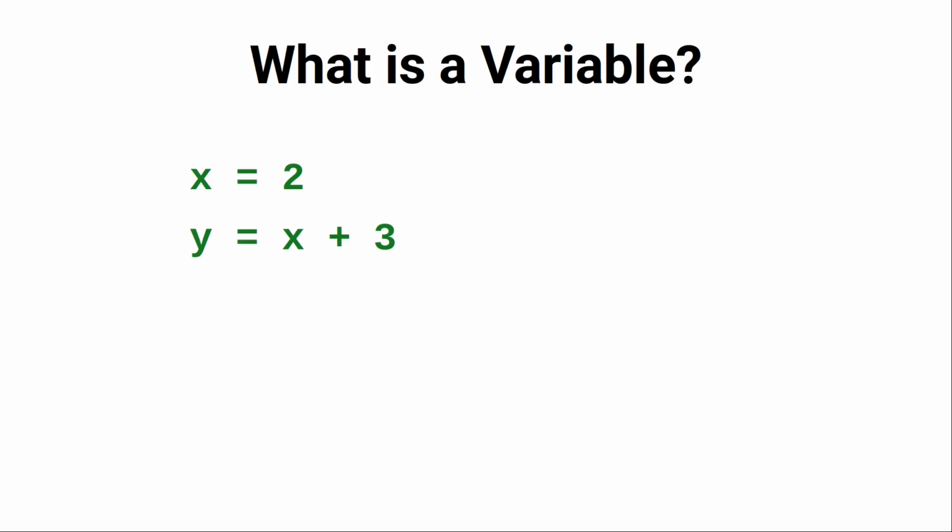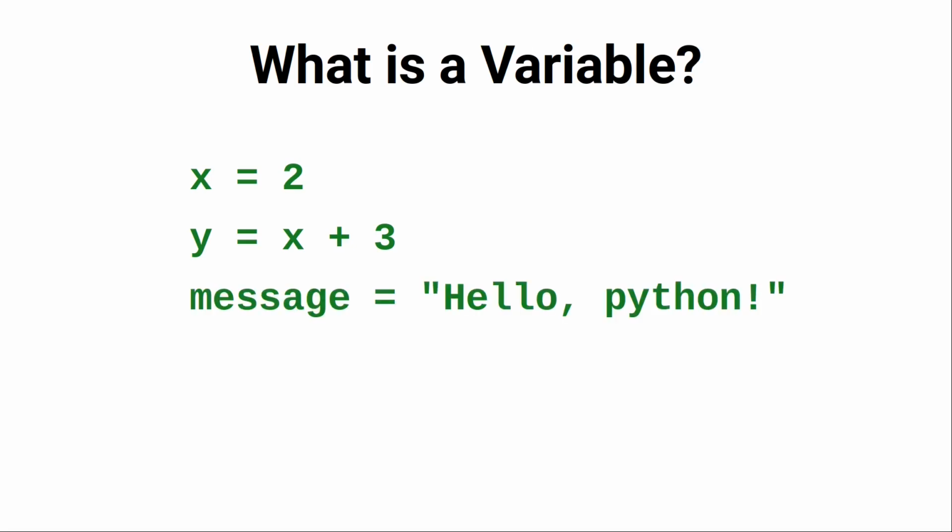A variable in Python can also be more than a single letter. It can be a word, like message, which we can assign the value "hello Python" in quotes. Then instead of typing out that string in our code, we can use the message variable to refer to that string and pass it into the print function like this, print parens message. Let's go back to Thonny and change our program to do this.